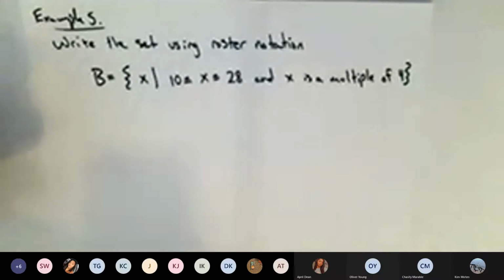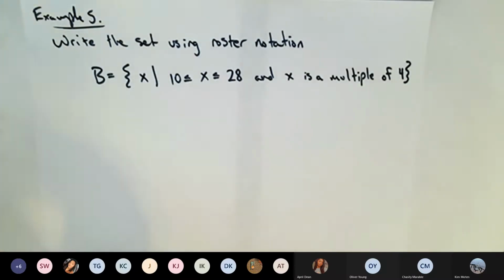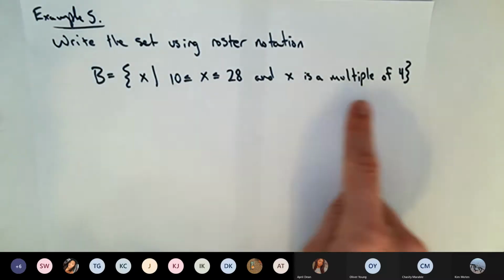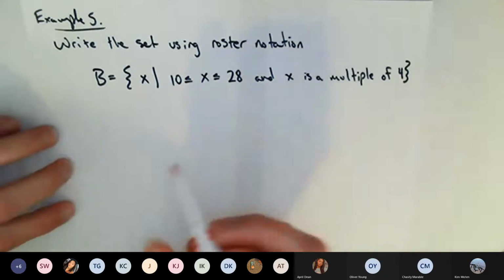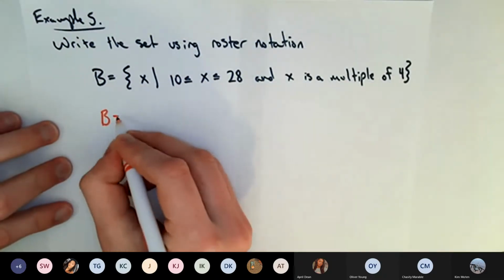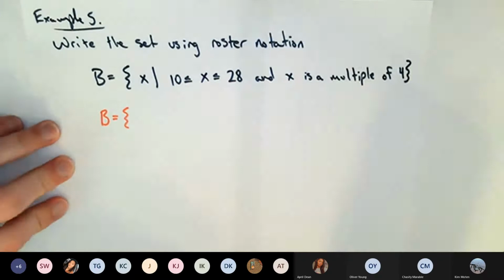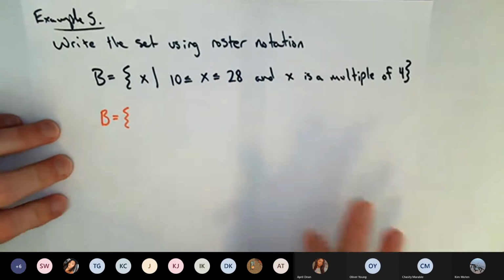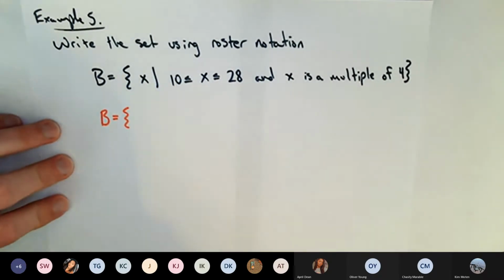Okay. So I want to write this set using roster notation. So this is set builder notation, and remember, roster notation means like in a list, in a roster. So now there's not going to be any X. I'm literally going to write elements of this set.